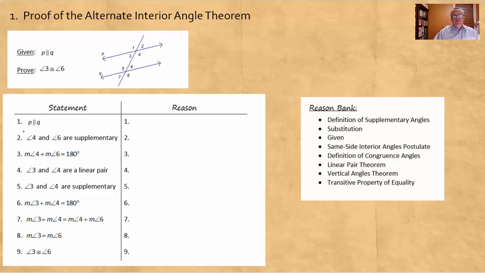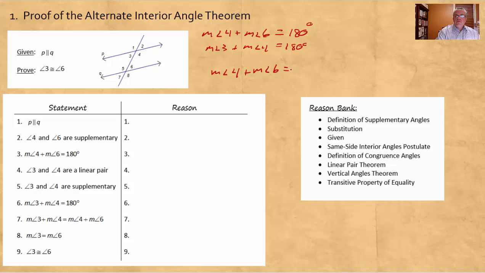But before we do that, I want to give an overview of how the proof is going to go. So the way this works is that we know by the same side interior angles postulate that the measure of angle 4 plus the measure of angle 6 is going to equal 180. Because that's what the postulate says. Same side interior angles are supplementary. Then, we also know that 3 and 4 form a linear pair. So the measure of angle 3 plus the measure of angle 4 is going to equal 180. Since these both equal 180, they equal each other.